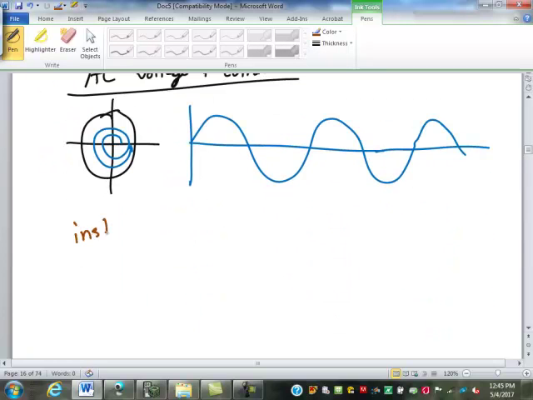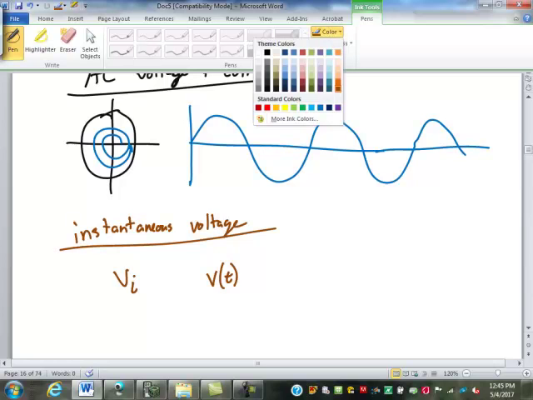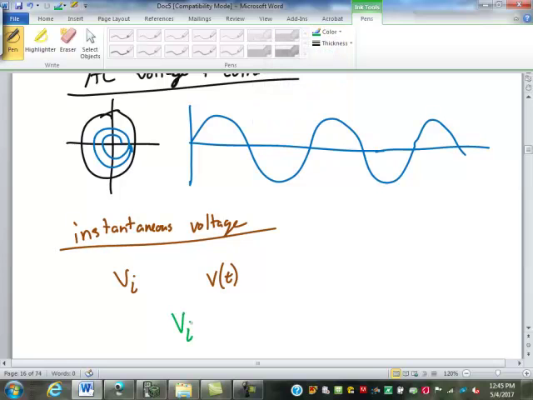Well, the voltage at any instant, we're going to call it instantaneous voltage, is described. Now, we talked about peak voltage. So that voltage with the little i there, that's one way of representing instantaneous voltage, or V with t in parentheses is another way of representing instantaneous voltage. The formula for that, V little i, is equal to our peak voltage times the sine of our angular velocity times t.